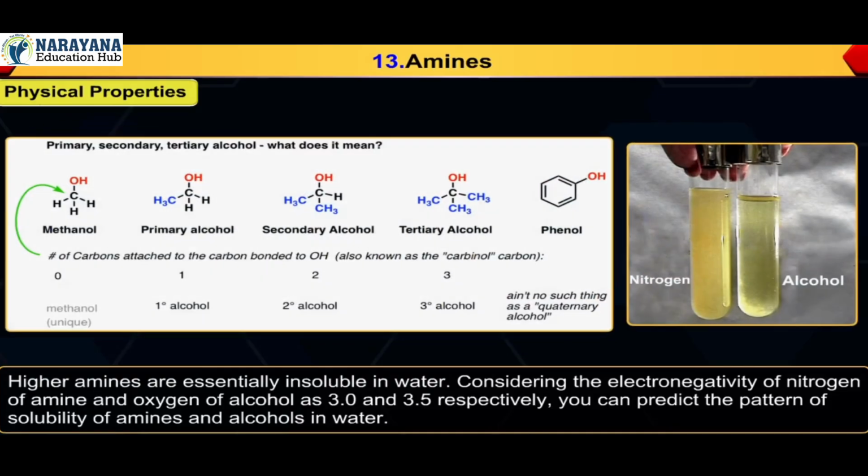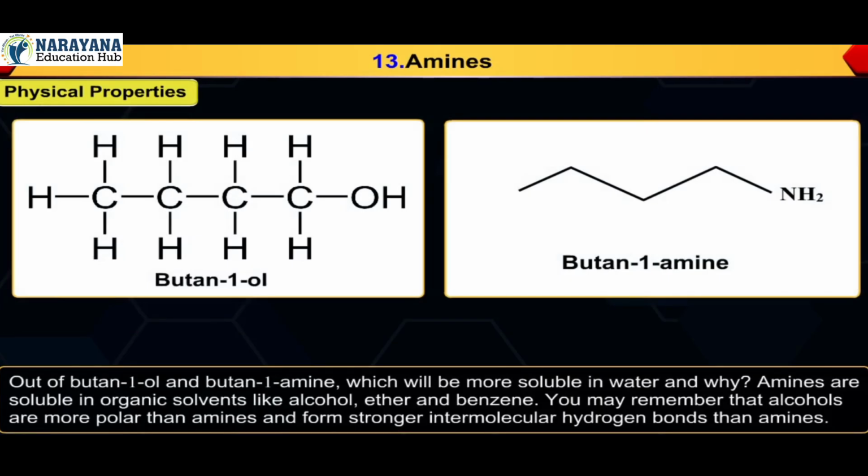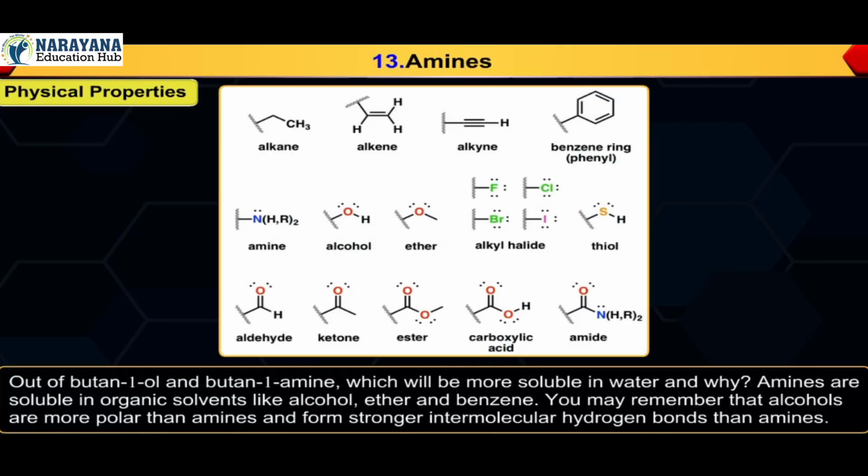Considering the electronegativity of nitrogen of amine and oxygen of alcohol as 3.0 and 3.5 respectively, you can predict the pattern of solubility of amines and alcohols in water. Out of butan-1-ol and butan-1-amine, which will be more soluble in water and why? Amines are soluble in organic solvents like alcohol, ether, and benzene. You may remember that alcohols are more polar than amines and form stronger intermolecular hydrogen bonds than amines.